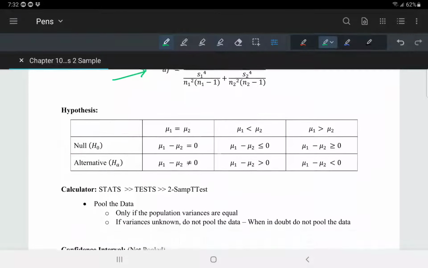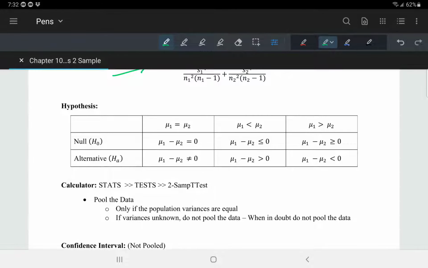Now, the hypotheses of the test will still stay the same as we had before, that we'll be looking at the difference of mu1 and mu2. The null hypothesis will contain equality, while the alternative hypothesis will take the opposing viewpoint.